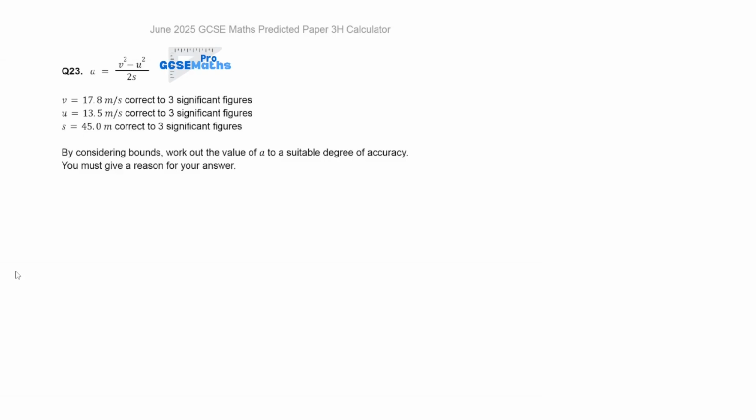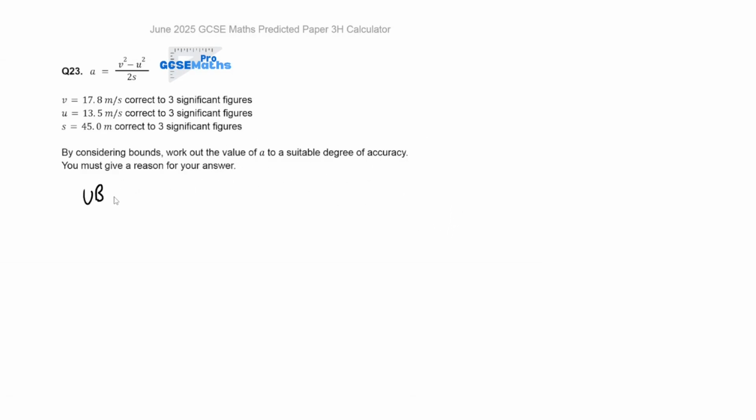By considering bounds, work out the value of a to a suitable degree of accuracy, and you must give a reason for your answer. So by considering bounds, this is normally the one where you have to work out both the upper and the lower bound, and then at the end, make a decision as to what your value is going to be. So let's see.